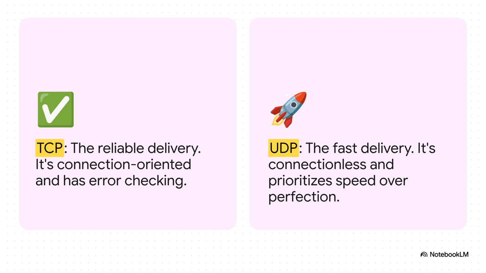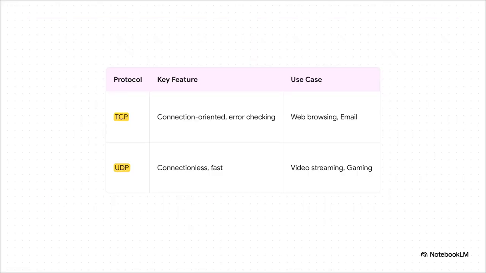All right, address in hand. Now our packet needs a delivery service. And on the internet, you basically have two main options. You can go for a super reliable, careful delivery service called TCP, or you can pick a lightning-fast, no-frills option called UDP. Let's break this down because it's really cool.